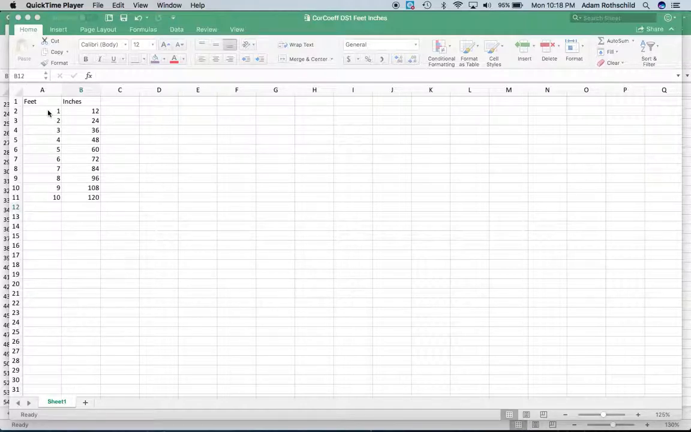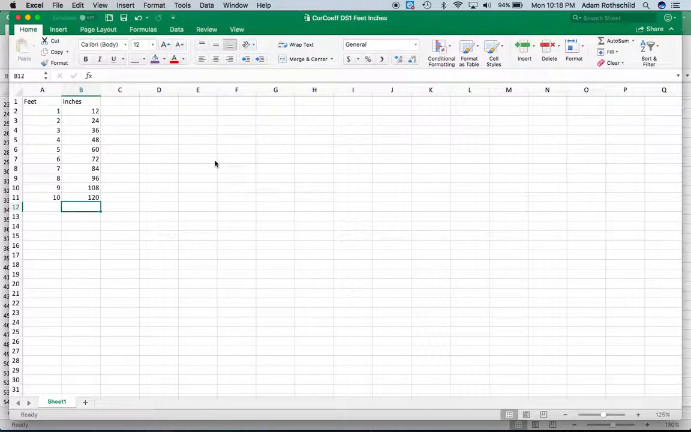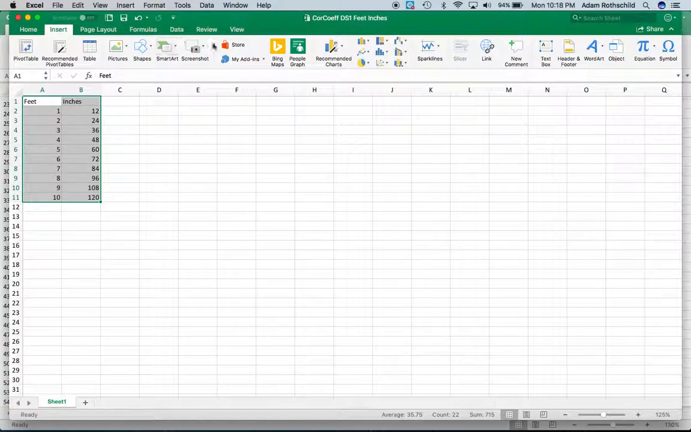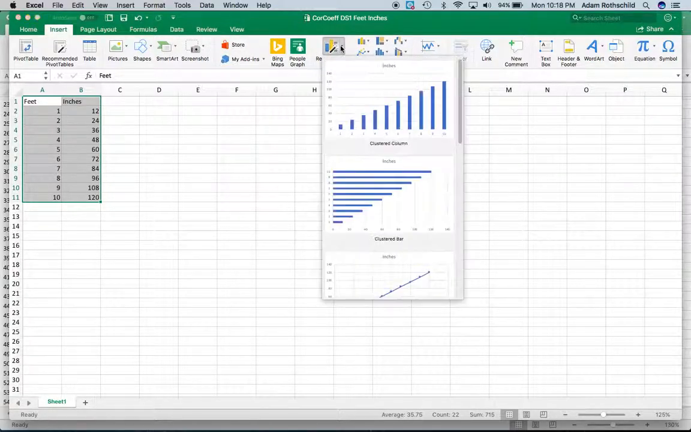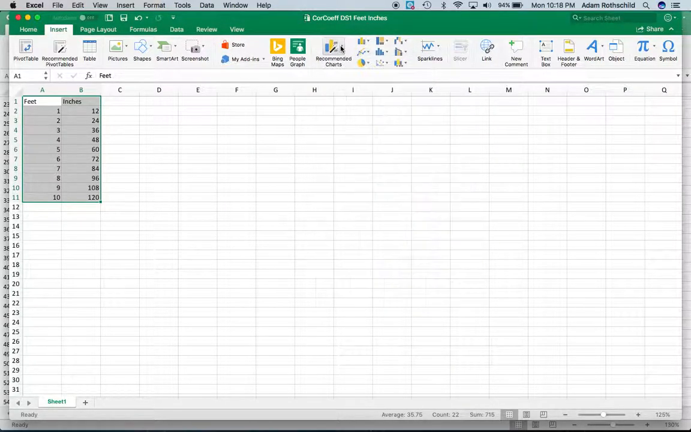On the left here is the number of feet long something is, and on the right it's how many inches long something is. We all know that there are 12 inches in a foot. But let's go through the exercise of making a graph for this. So I'm going to do that by highlighting and going to insert. I could go to recommended charts, but I don't really like those.